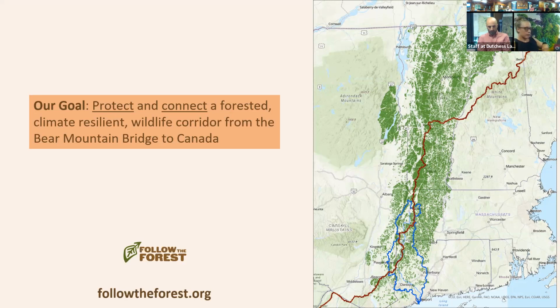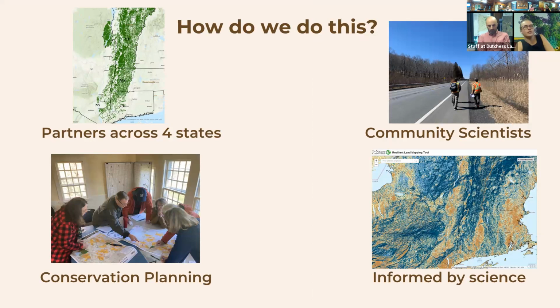The dark green are core forests. The blue is, again, that Housatonic watershed, just to give you a little bit of an idea of scale. And the brown line that runs through the map is the Appalachian Trail. This area covers 4 states: Connecticut, New York, Massachusetts, and Vermont, and is really a climate significant wildlife corridor. So in order to achieve this big vision, we work really closely with partners across all 4 states in a number of different fashions.